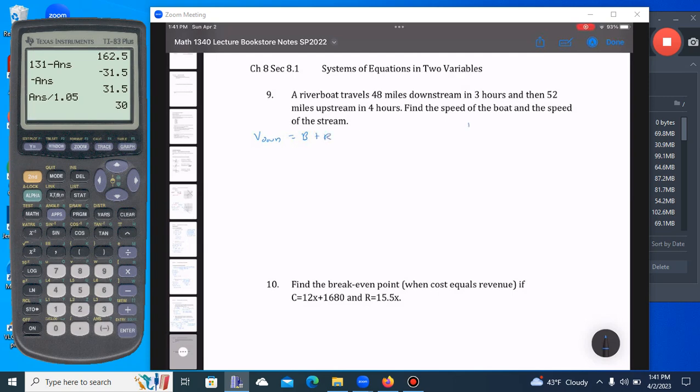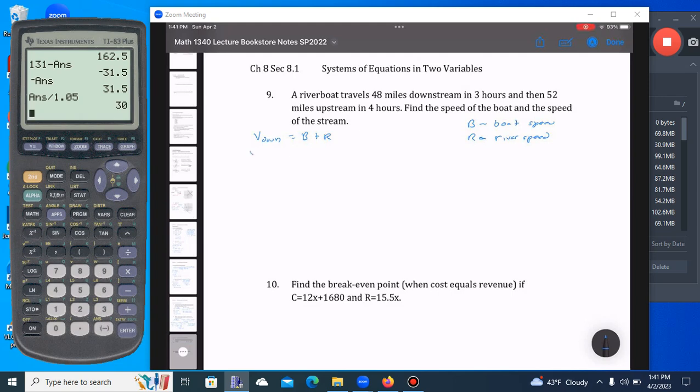Okay, so b is boat speed. And r is river speed. Okay. When you're going downstream, they add together. Your river speed helps the boat go down, as well as the speed of the boat, which is based on the motor.